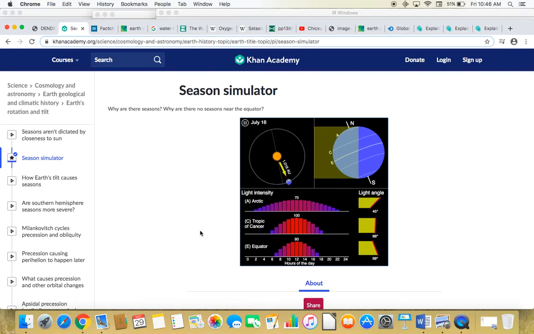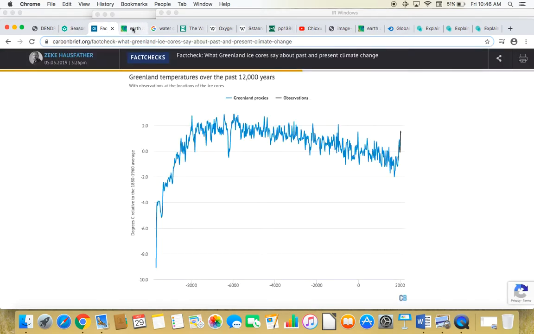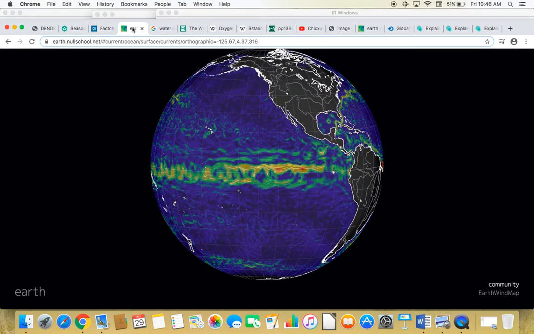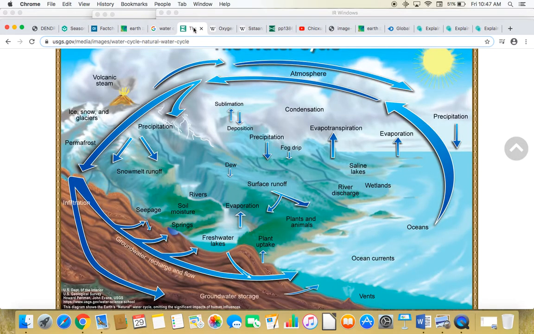So this is a season simulator for the course of a year. We've already seen that. Next, I'm not going to look at the composition of the atmosphere right now. I'm actually going to look at that at the end of the lesson. In fact, I'm just going to touch on this really quickly. I did tell you in the last lesson I talked about the water cycle. I just want to remind you that this also affects the climate.